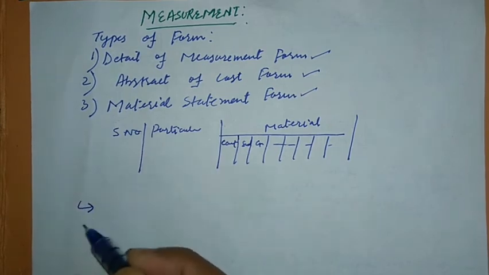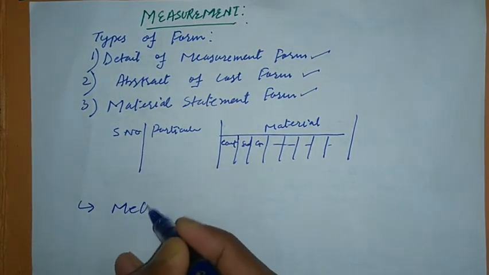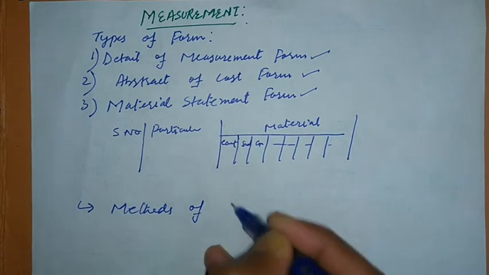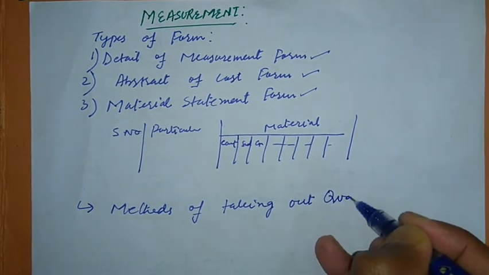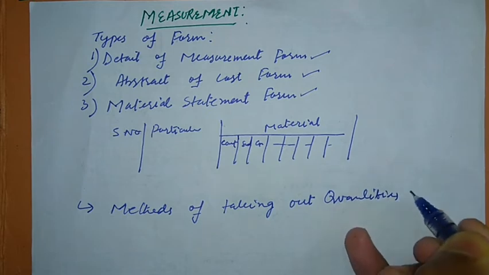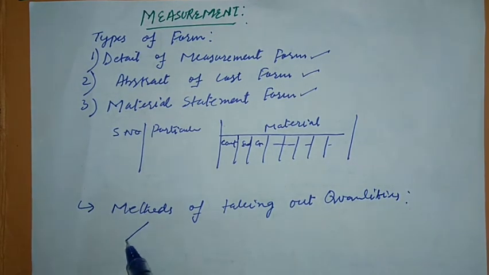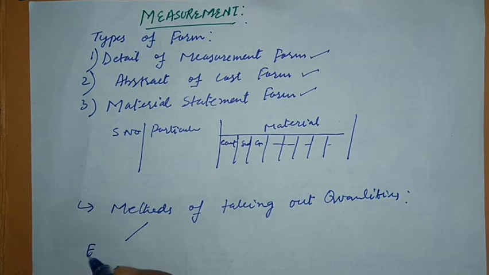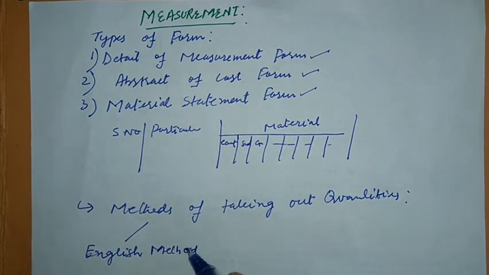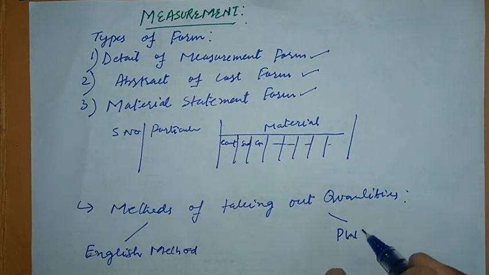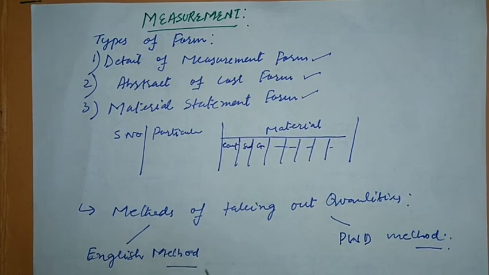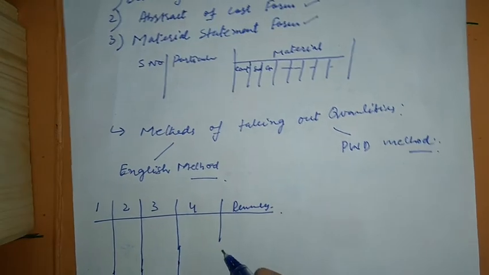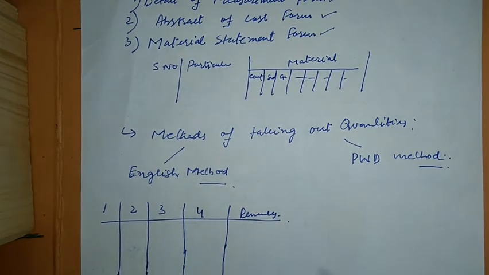Now let us talk about the methods of taking out quantities. The first method of taking out quantity is known as the English method. And the second one is the PWD method. Let me give you a brief idea about the English method.